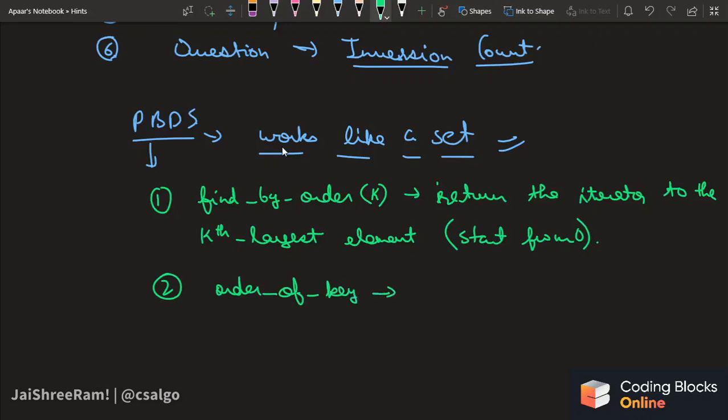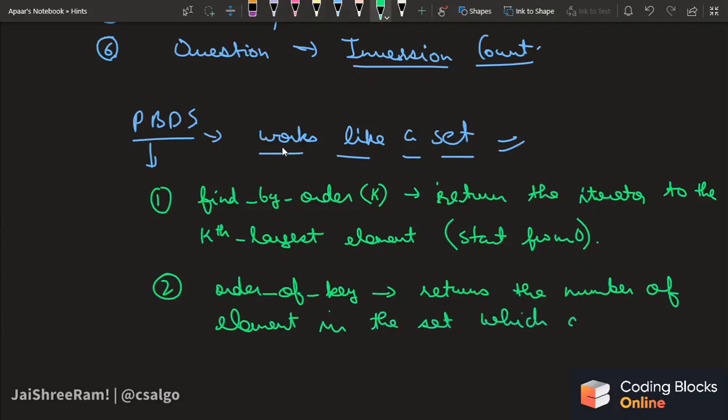And the second new functionality is order of key. The order of key functionality returns the number of elements in the set which are strictly less than our value. In this also I'll pass a value, let's say k. So these are the two important functions.